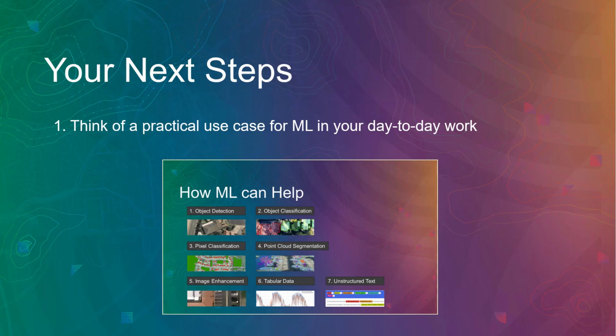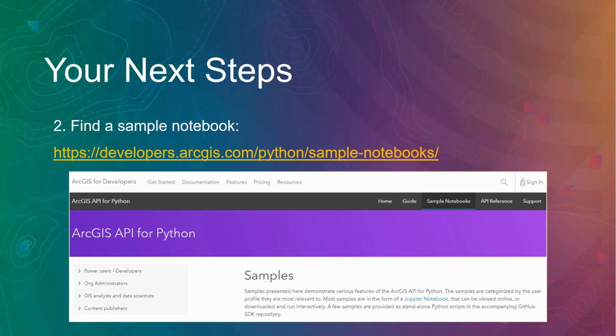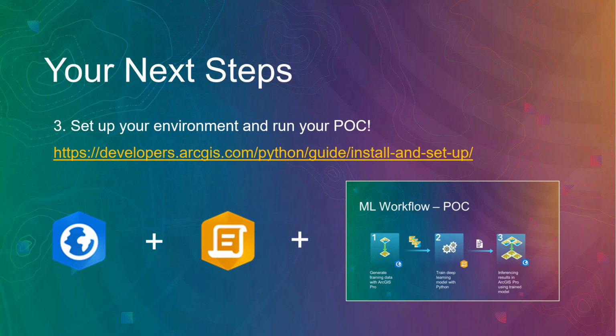So for your project to be successful in your organization, ML should be used to serve a real purpose and solve a real problem. Once you have your problem in mind, you should head over to developers.arcgis.com and look under the Sample Python Notebooks section for the closest example that relates to your problem. You're going to be using the sample notebook as a template to apply to your own data. And the last thing left to do is to spin up an environment and run your proof of concept.